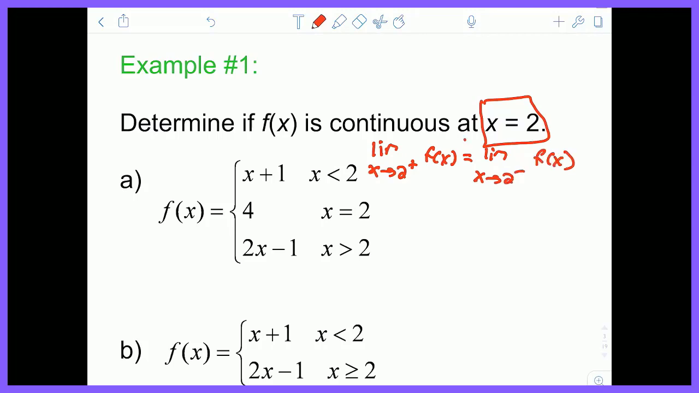You're trying to question this. Is this true? And if it is, you're in good shape. If it's not, you're done. The answer is no, it's not continuous at 2. Let's go ahead and try.